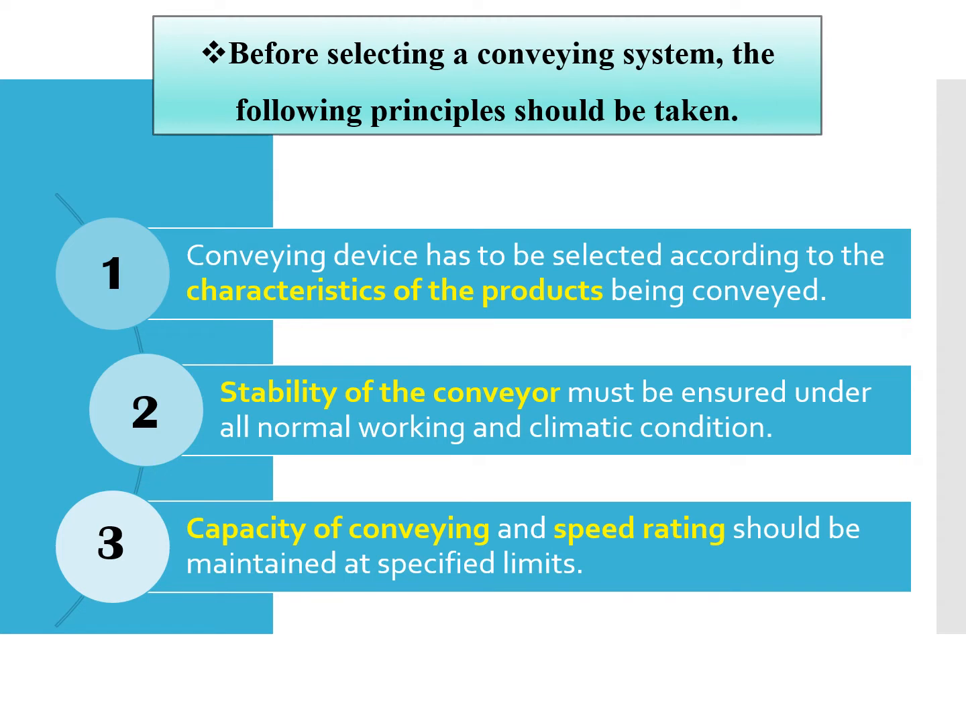Before selecting a conveying system, the following principles should be taken into account. The selection of a proper conveying system is important for ease of operation and getting desired capacity for a particular product. Firstly, the conveying device has to be selected according to the characteristics of the products being conveyed. Secondly, stability of the conveyor must be ensured under all normal working and climatic conditions. And thirdly, capacity of conveying and speed rating should be maintained at specified limits.